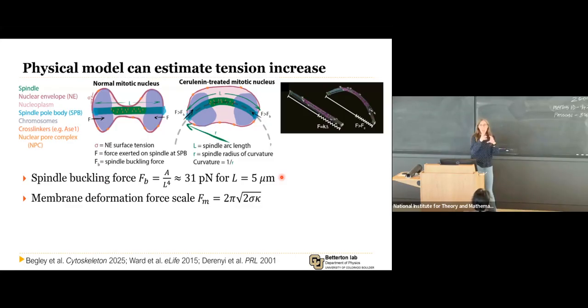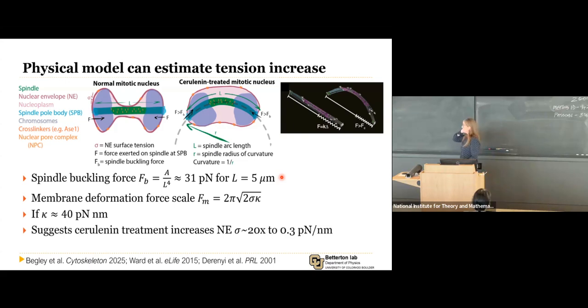And then the prefactors have to do with the minimum energy deformation that you would get if you start pulling a tube. But still, we can use that to do some estimates. If we use the numbers that we had before for kappa, from the Greg Huber work, this would suggest that the cerulenin treatment with this force is increasing the surface tension by about a factor of 20. So a big increase to about 0.3 piconewton per nanometer. Okay, so good.